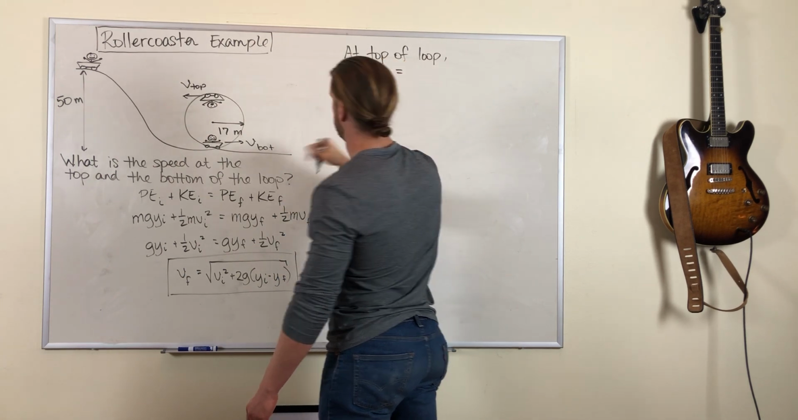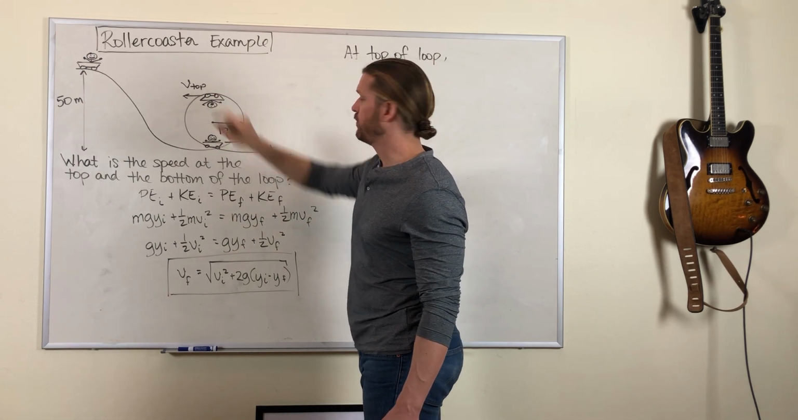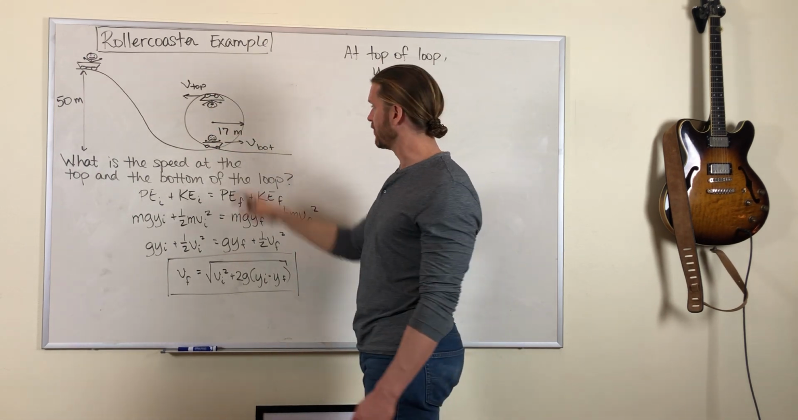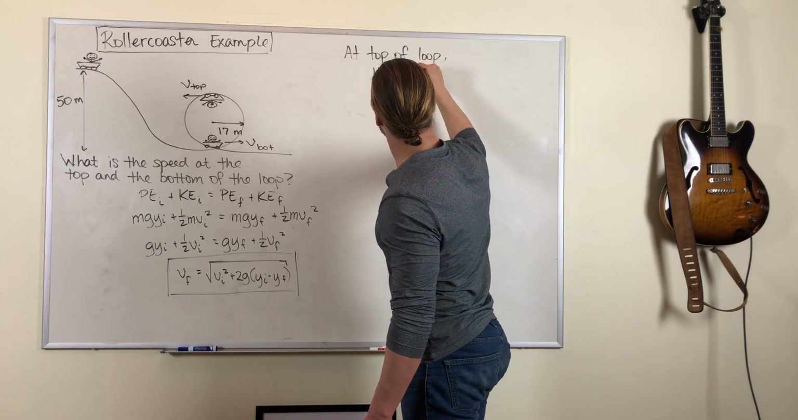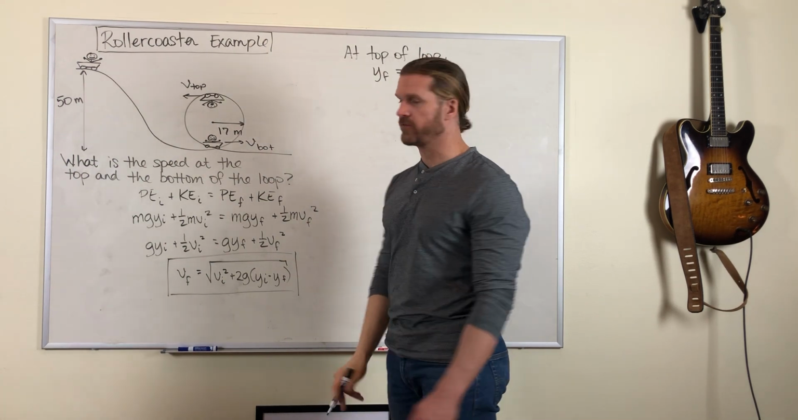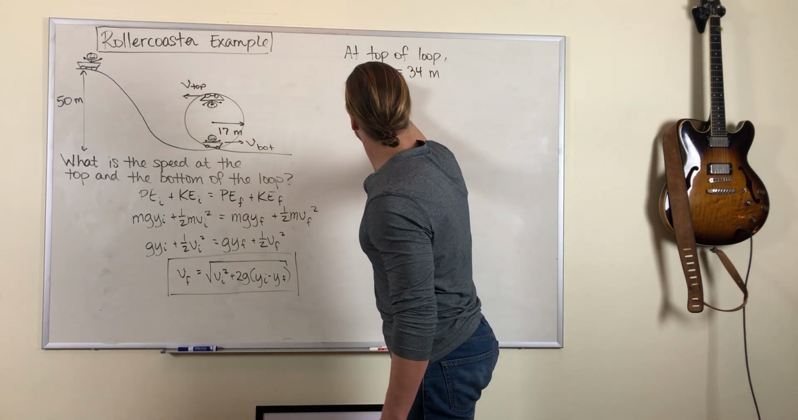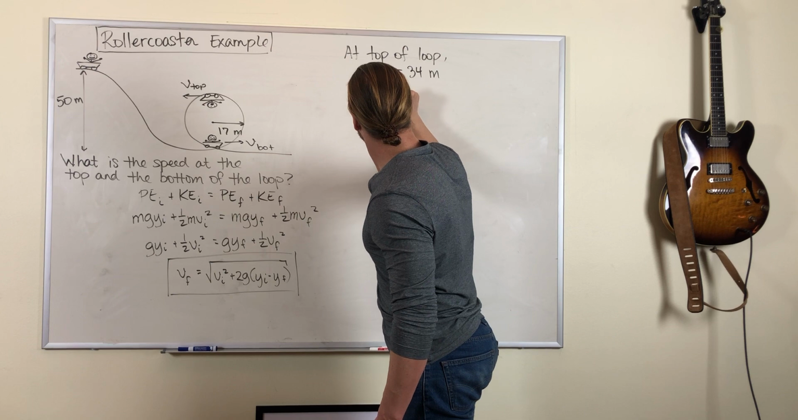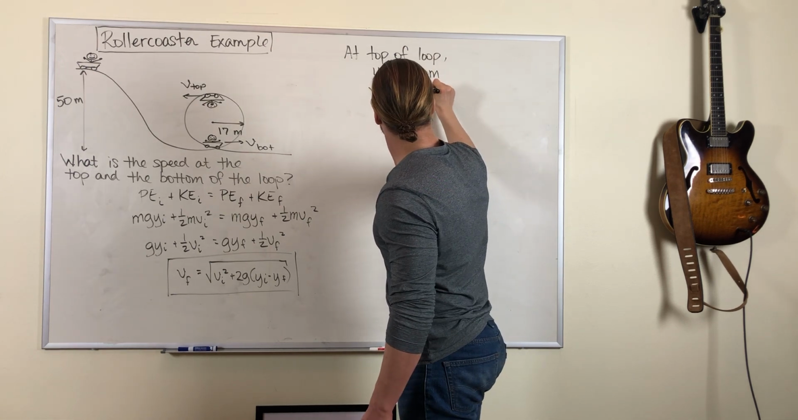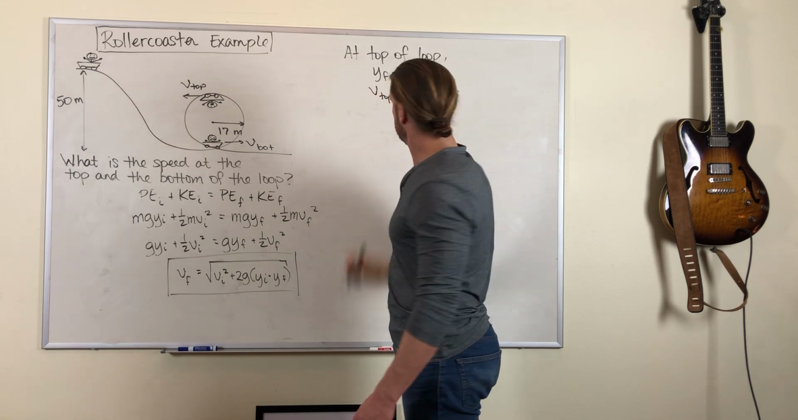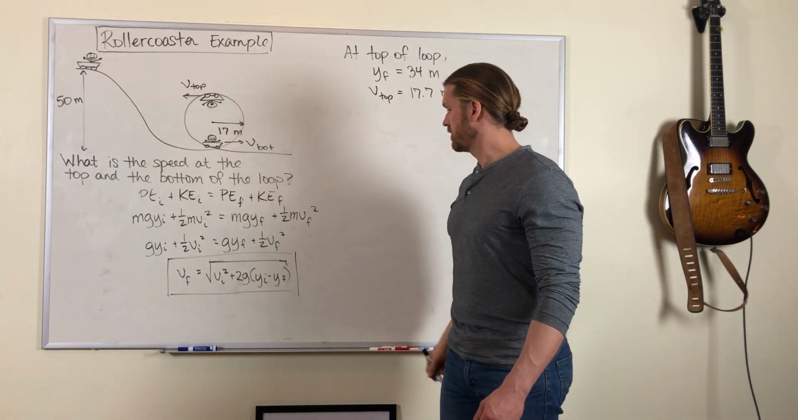So at the top of the loop, the final height is 2 times the radius of that circle. It's the diameter of the circle. So that would be 34 meters. And you find that the speed at the top is 17.7 meters per second when you plug in all those numbers into our equation here.